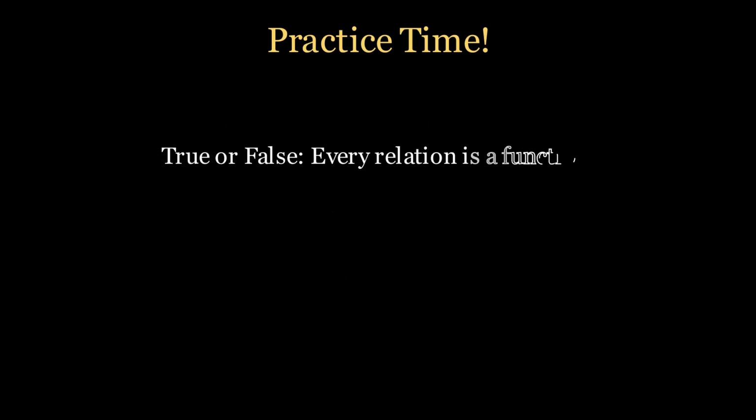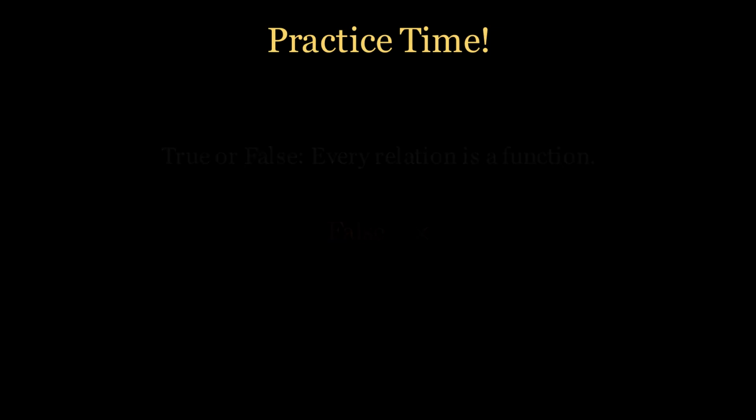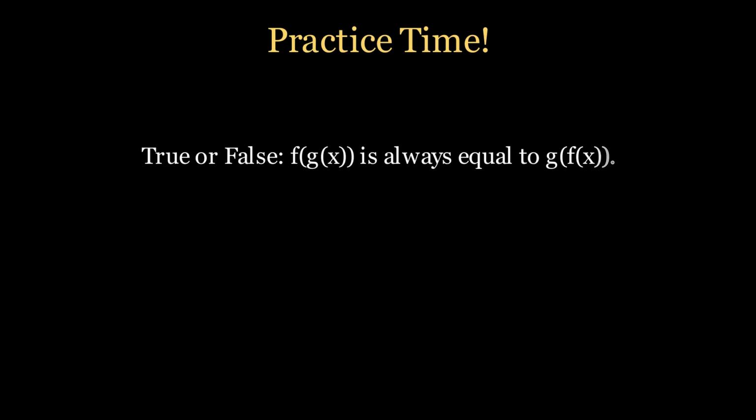True or false? Every relation is a function. False. A function is a special, strict kind of relation. True or false? F of g is always equal to g of f. False again. We proved this earlier. The order matters.